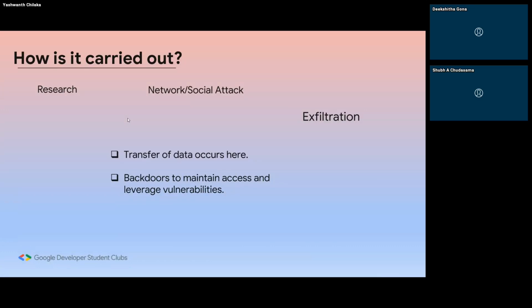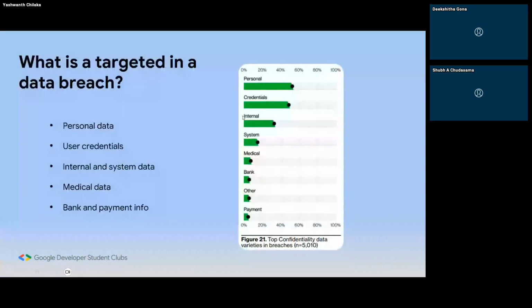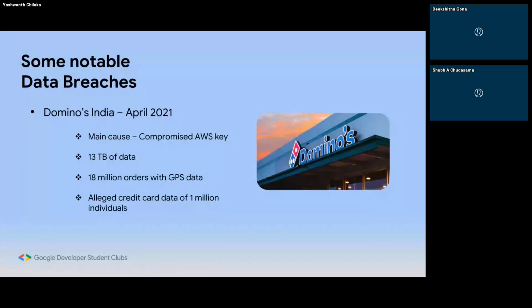Now the next part: some notable data breaches. First, the Domino's Indian wing. It happened in April 2021, and the main cause was a compromised AWS key. This caused a loss of 13 terabytes of data, which contained 18 million orders along with GPS data.